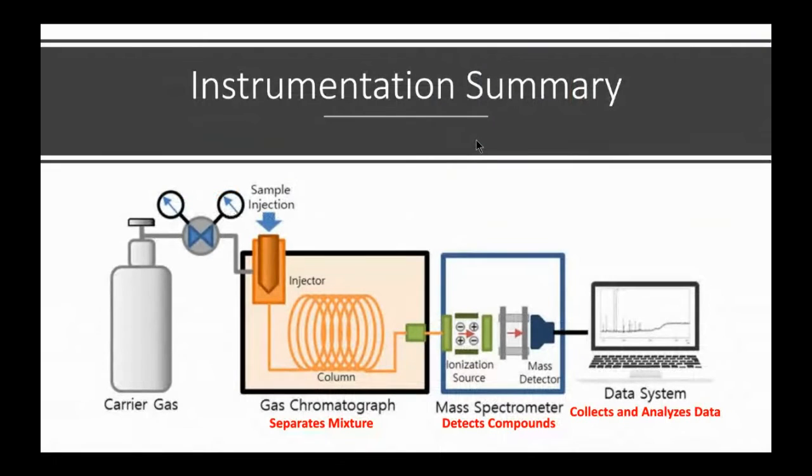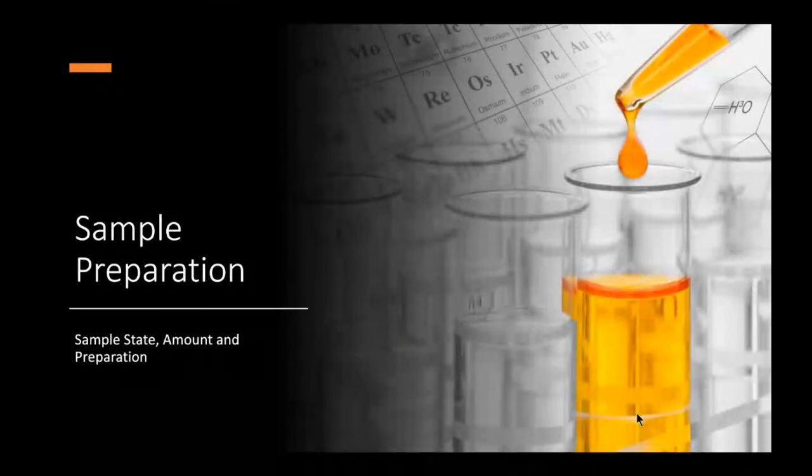All right. So in summary, you've got a carrier gas, you inject your sample, the gas chromatograph separates the mixture, your mass spectrometer detects the compounds, and then your data system collects and analyzes your data. All right. So that's it for the first part. I hope I was good there as far as explaining the components of the GC mass spec.